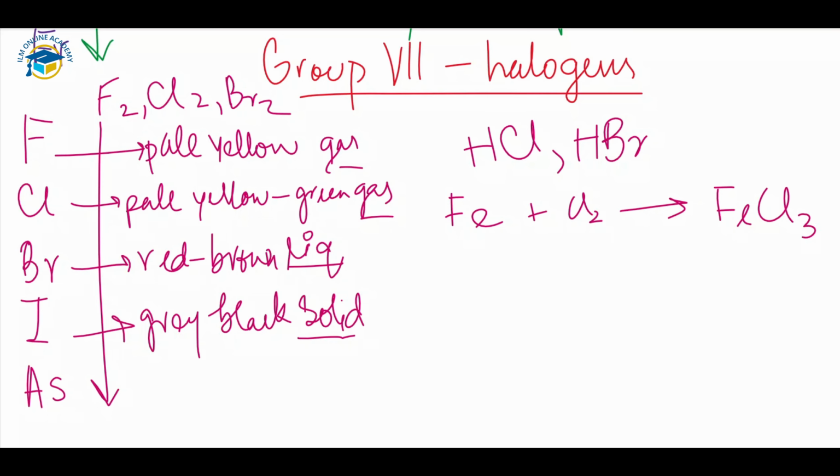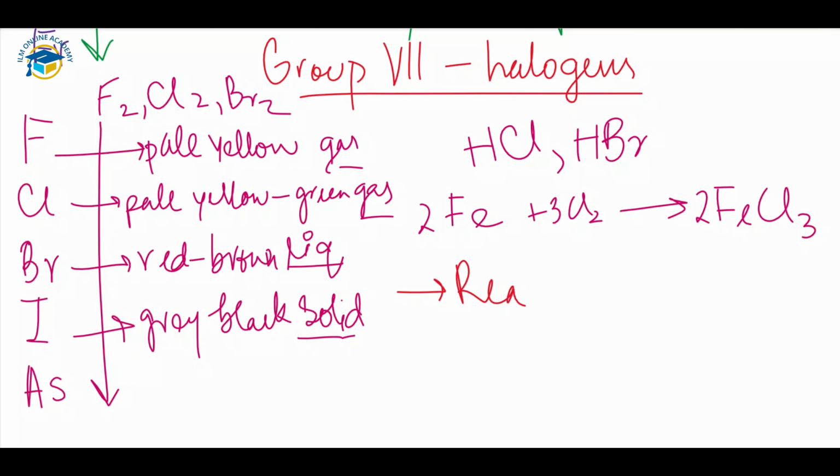We will balance this equation. You have to put 2 before the iron, 3 before the chlorine, and 2 here. Chlorine gas can also be used as a bleach for moist indicator paper. So as we go down, the density increases and the reactivity decreases. This is the most important one, the trend.